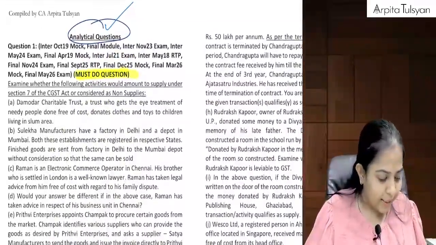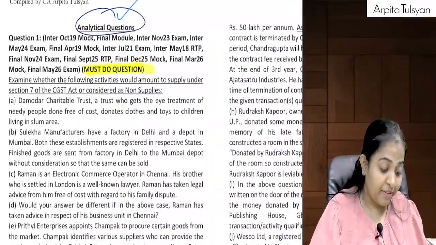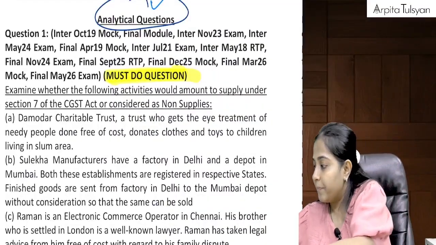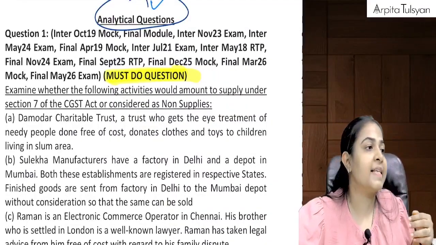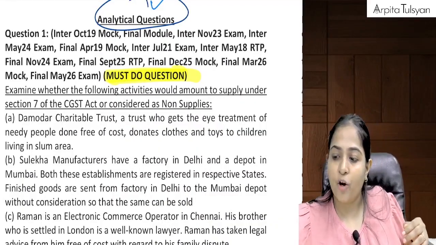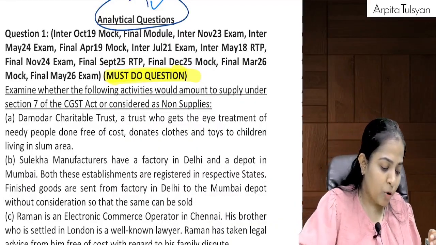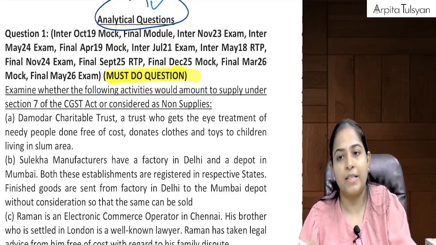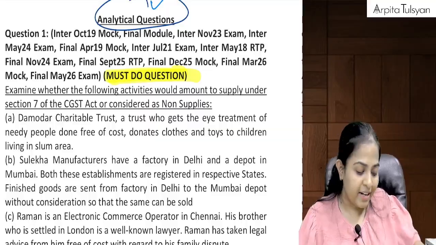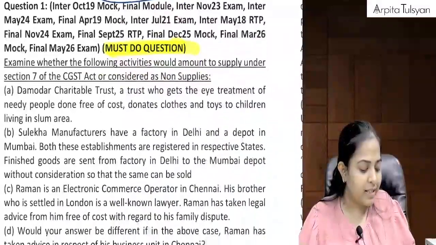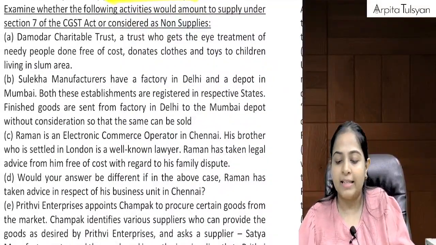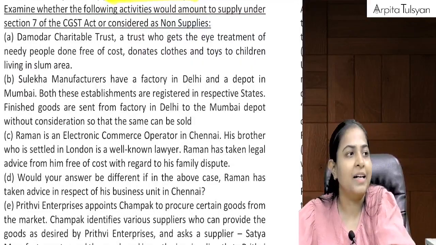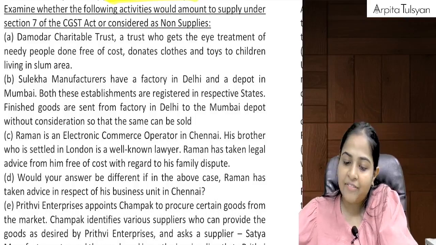Okay, now let's start with the analytical questions. I'm starting with the first one. The first thing that they are asking here is, explain whether the following activities would amount to supply under section 7 of the CGST Act, or will it be considered as non-supplies. So basically we need to identify whether it is a supply or not a supply. Accordingly, we are going to quote the respective section numbers and try to give the answer.